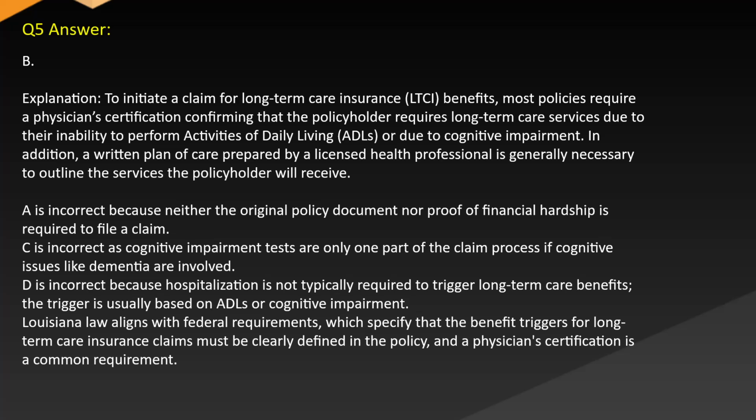A is incorrect because neither the original policy document nor proof of financial hardship is required to file a claim. C is incorrect as cognitive impairment tests are only one part of the claim process if cognitive issues like dementia are involved. D is incorrect because hospitalization is not typically required to trigger long-term care benefits. The trigger is usually based on ADLs or cognitive impairment.